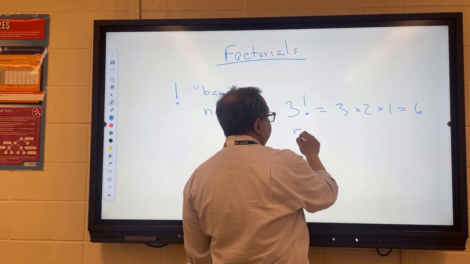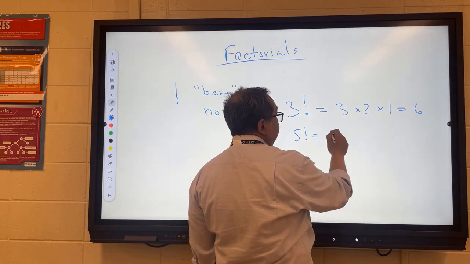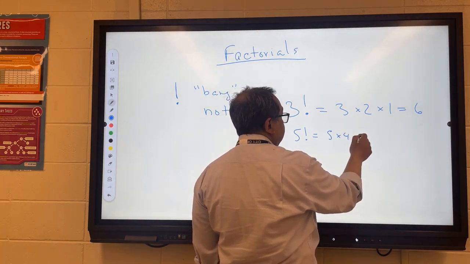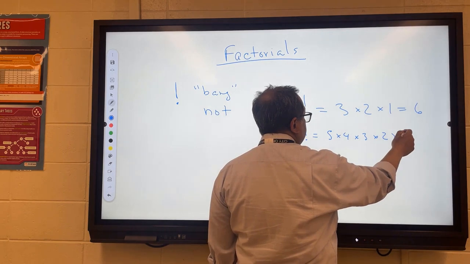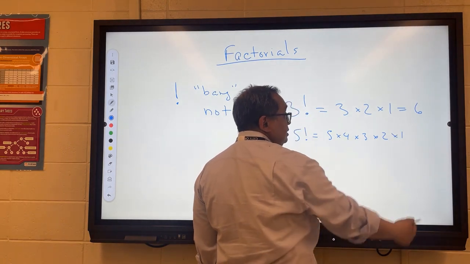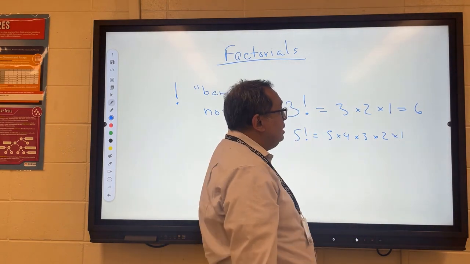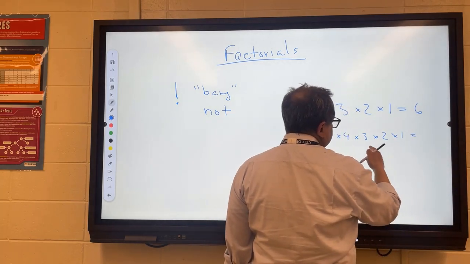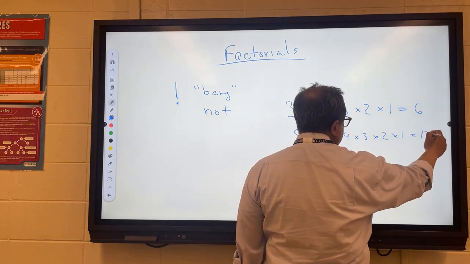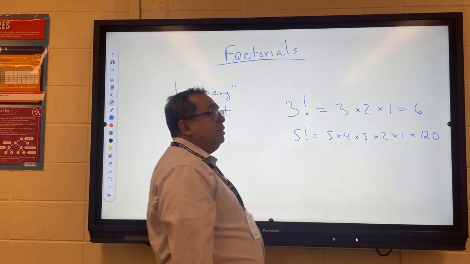Likewise, if I have 5 factorial, this would be 5 times 4 times 3 times 2 times 1. Notice it stops at 1, because if you get to 0, then the whole thing will come out 0. So this one here would be 6, 24, I think, is that 120? So that's how that works.